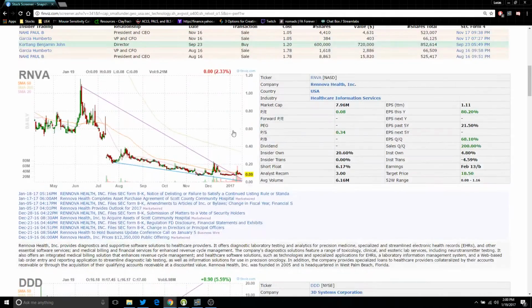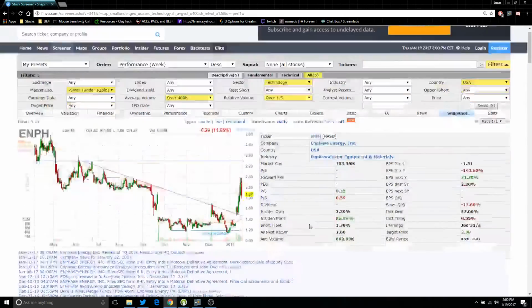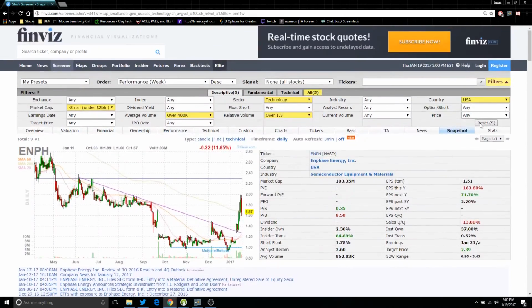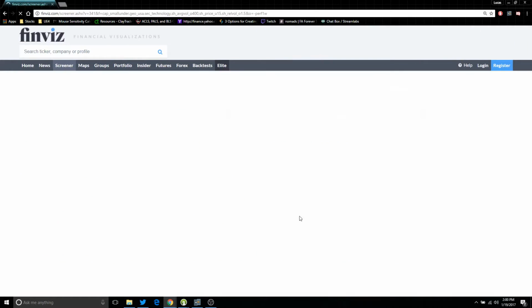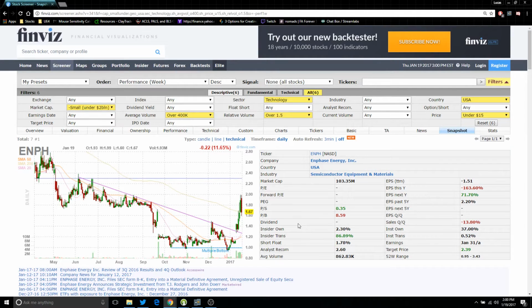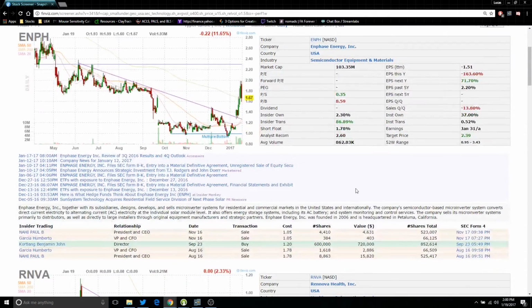So yeah, but usually I don't target penny stocks. That volatility can end up screwing you. Price, I usually set to under 15, just because of what I've read on low price stocks that are above $1 or $2 or something like that.